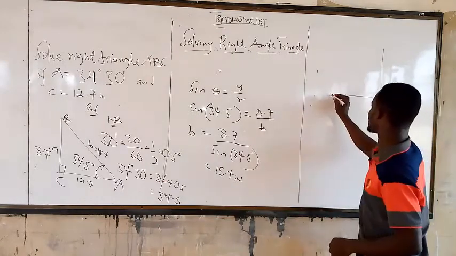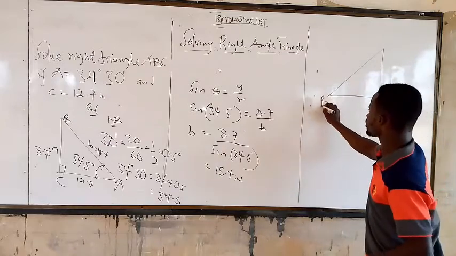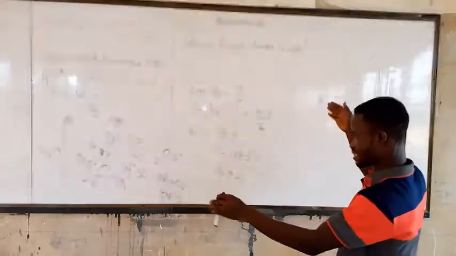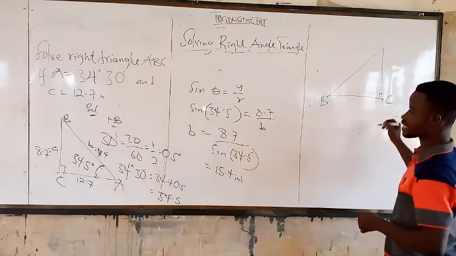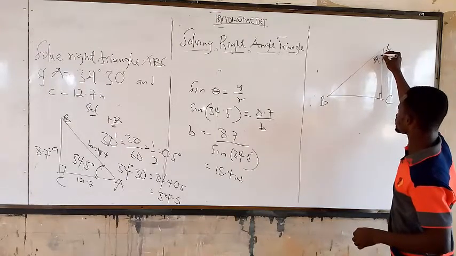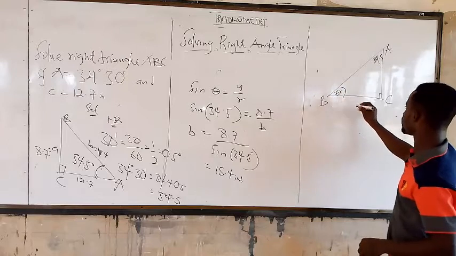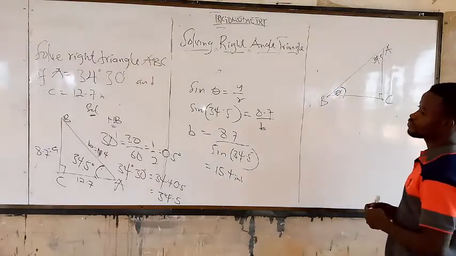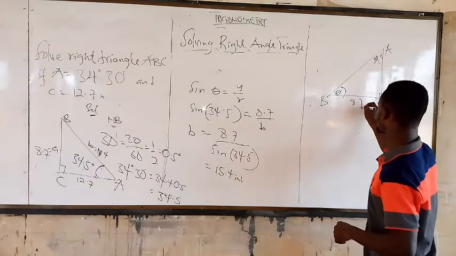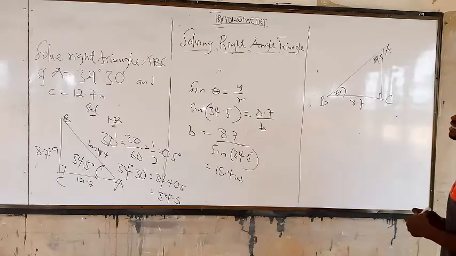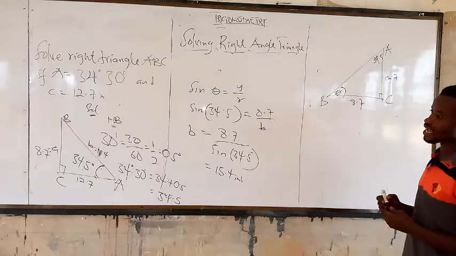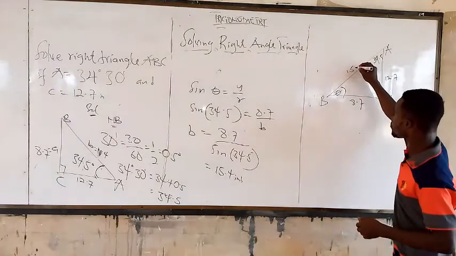Now we turn it this way. The B is going to be here, so we turn it like this. Here is going to be the C, which is the 90. The top here will be A, and that is 34.5. So this is theta that we are looking for. The side BC is 8.7, the side AC is 12.7, and the side AB is 15.4.